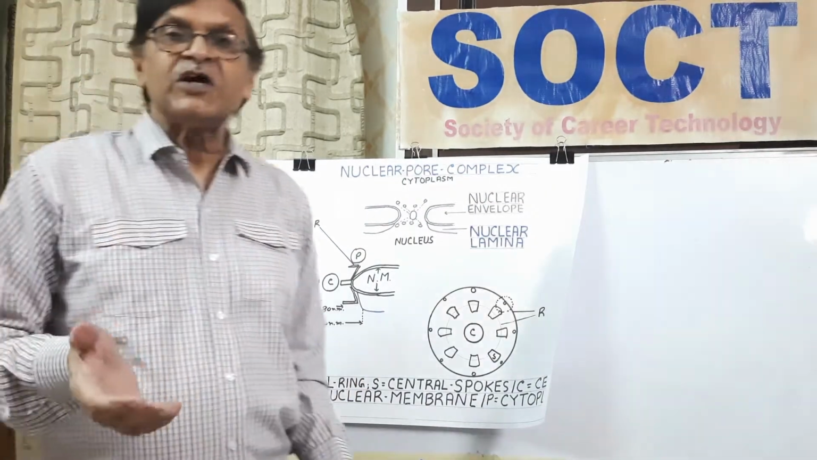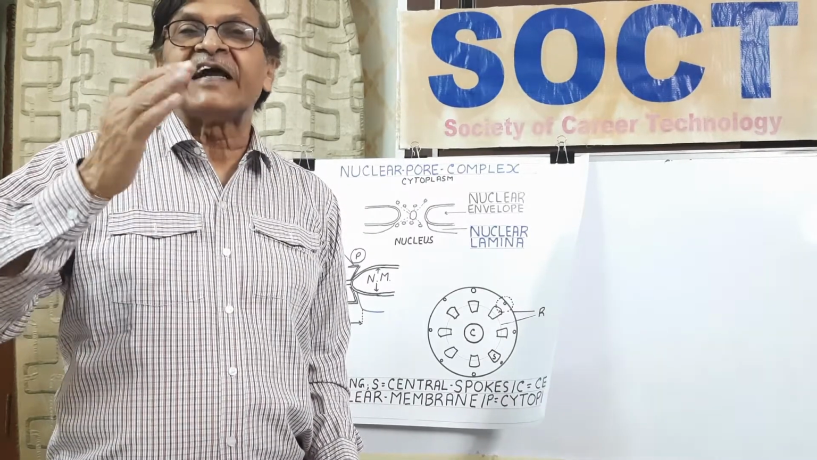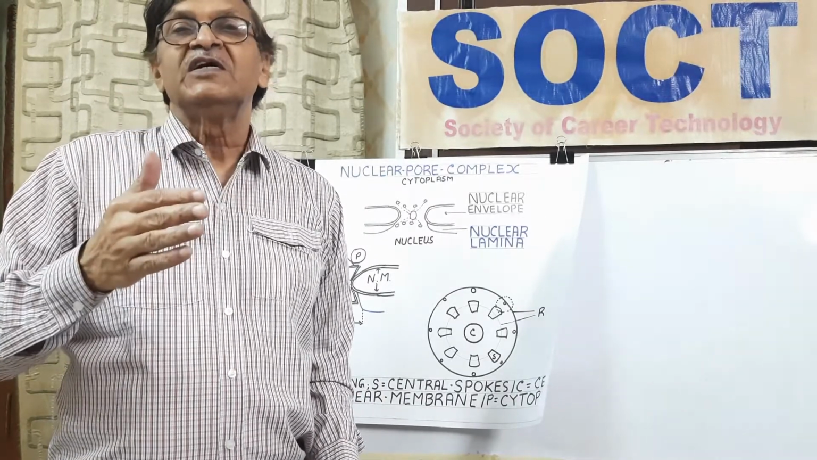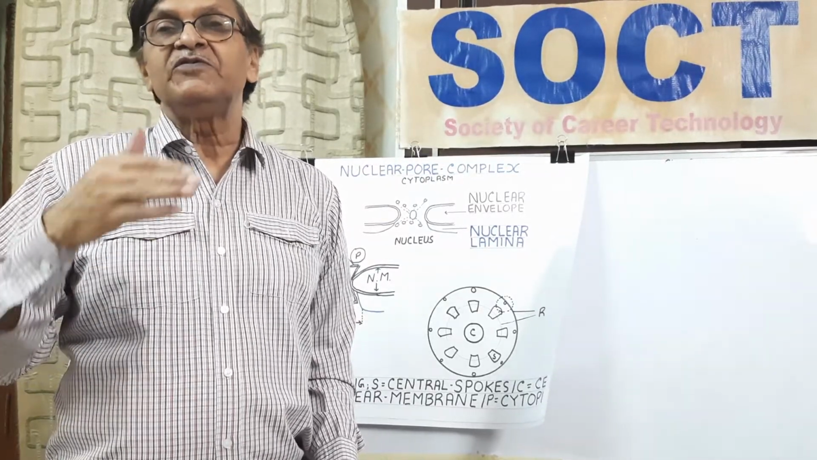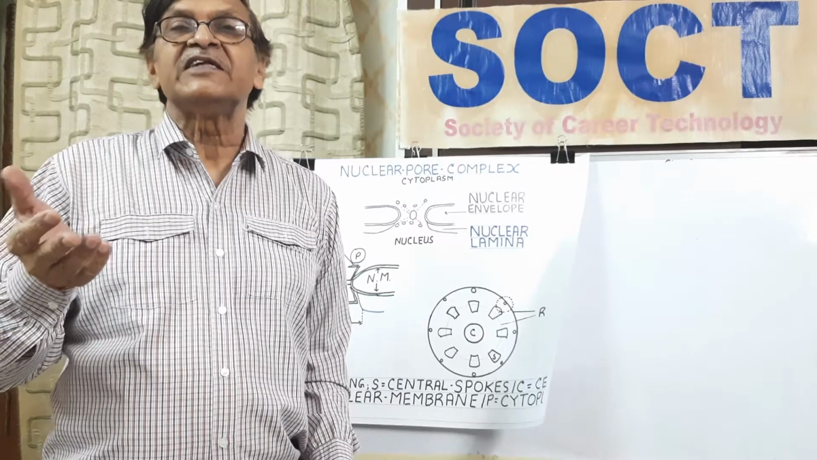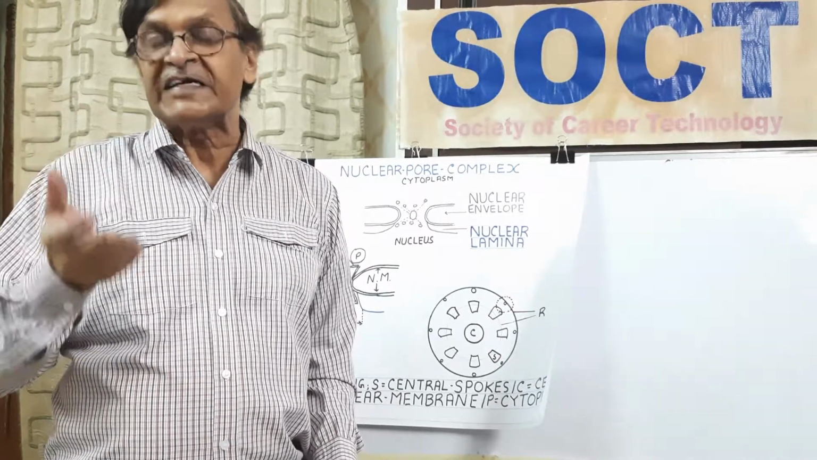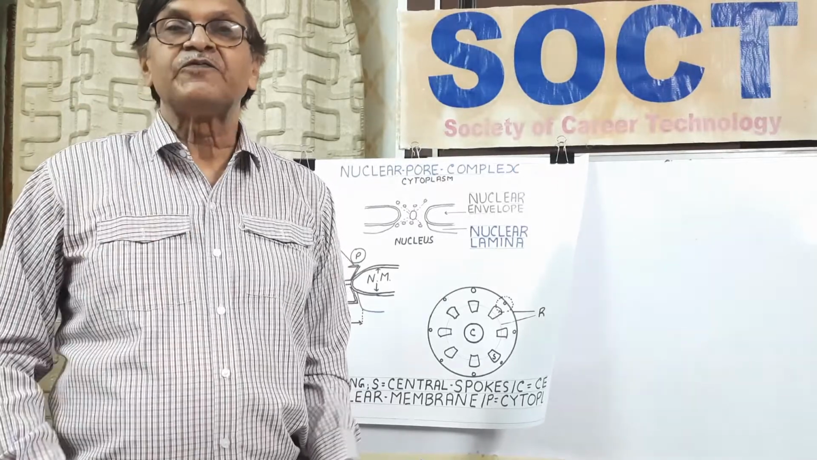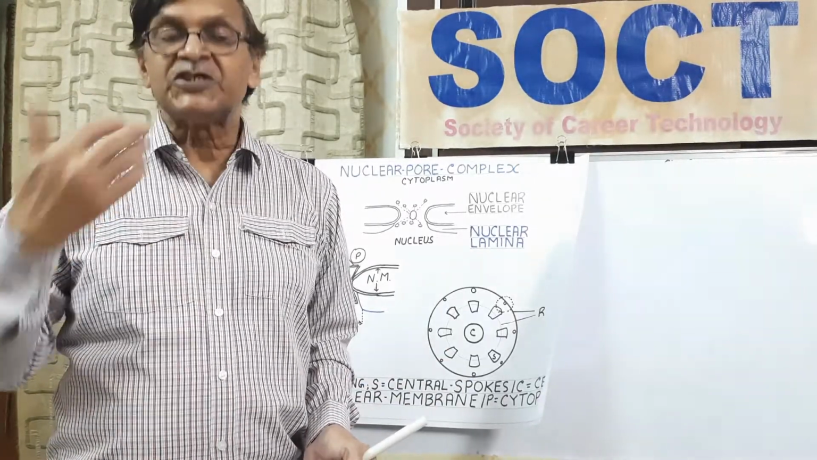It has also been observed that number of nuclear pores is directly proportional to the transcriptional activity of a cell. So if in any cell there is much more transcriptional activity, for example, amphibian oocytes, number of nuclear pore complexes has been found to be much more.